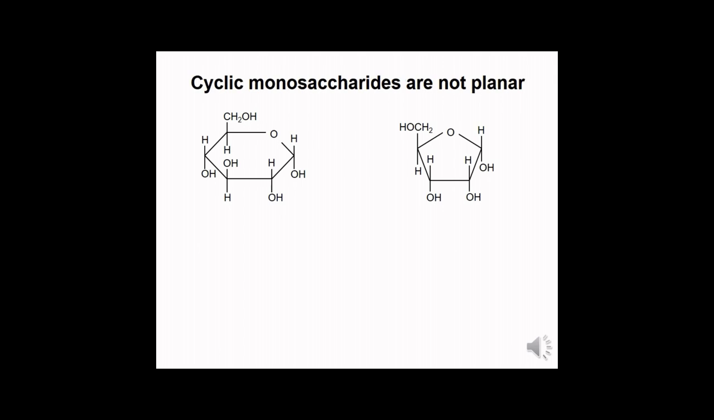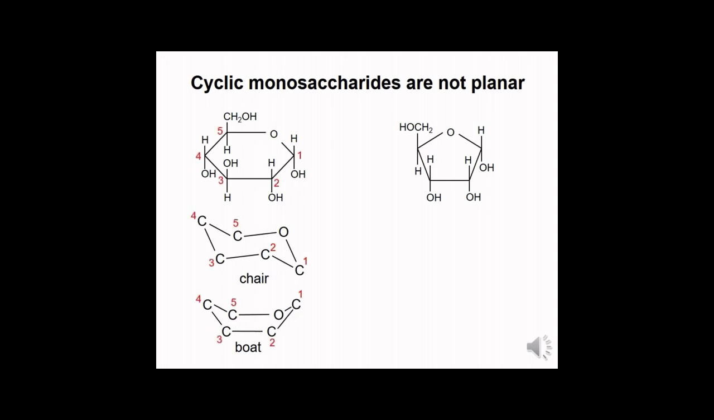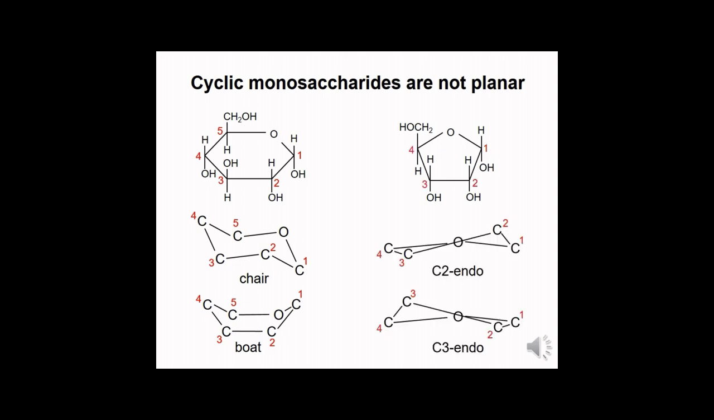It's important to remember that a Haworth projection is a simplified depiction of a monosaccharide. In reality, it is energetically unfavorable for all of the atoms of the ring to exist on the same plane. Six-membered rings are found in either chair or boat conformations, as shown. To help you compare structures, we can label the numbers of the carbons in the ring. The chair conformation is more energetically favorable than the boat conformation. 5-membered rings can form C2 endo or C3 endo conformations.